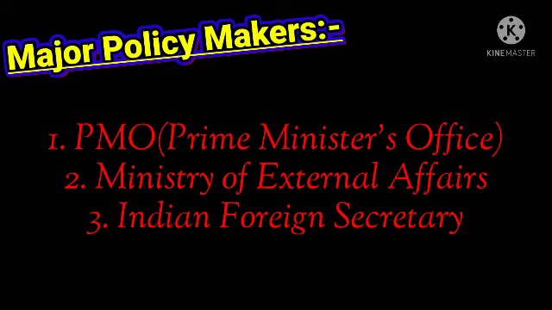The second is the Ministry of External Affairs, which deals with matters related to India outside India, and the next is India's Foreign Secretary, who is the head of the ambassadors and high commissioners of India.